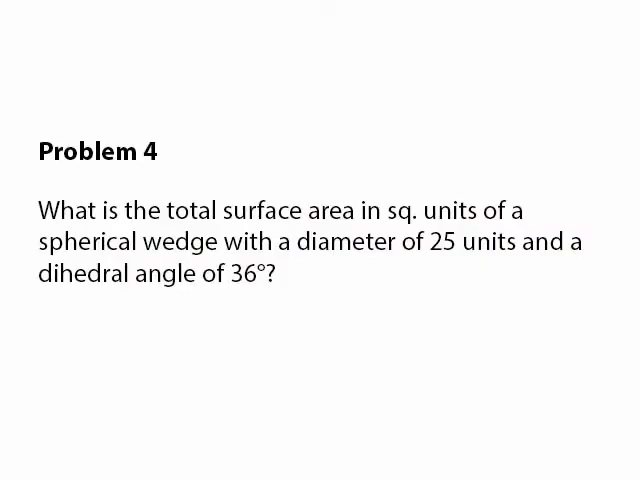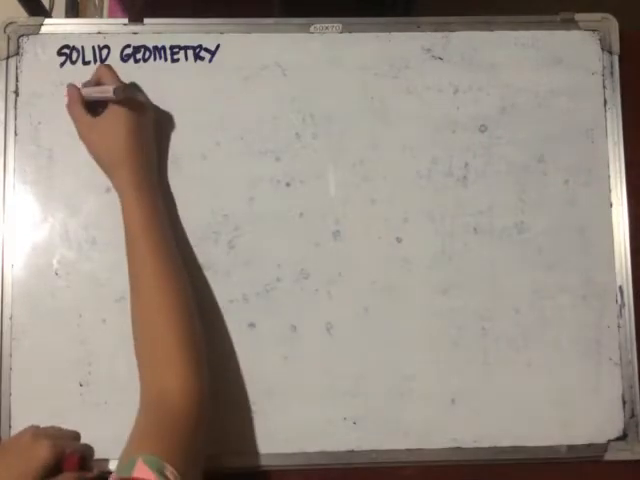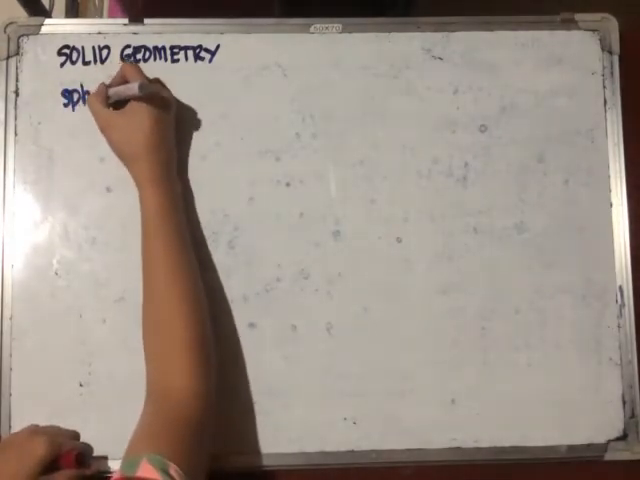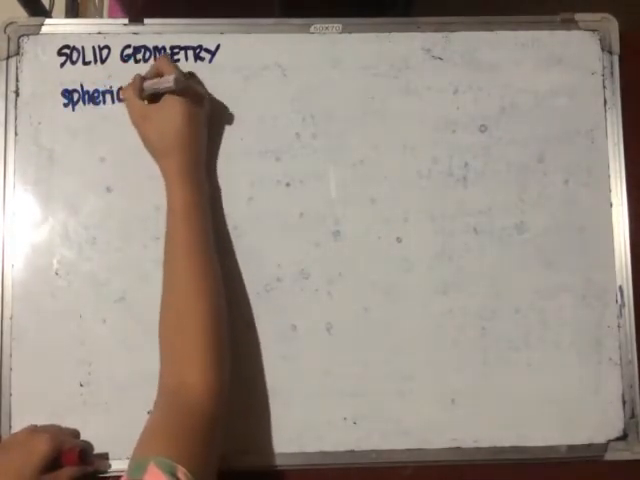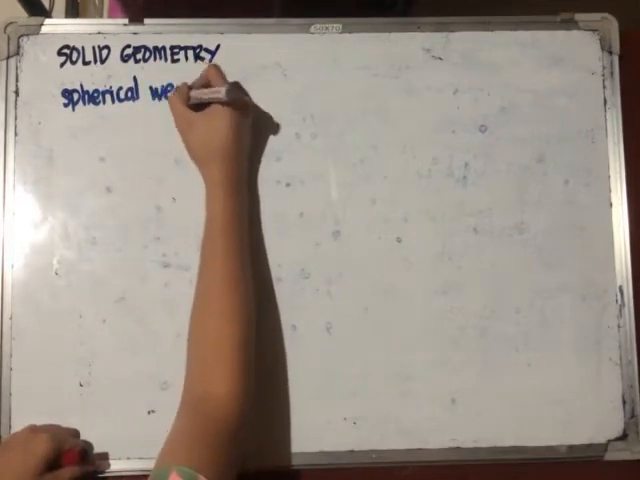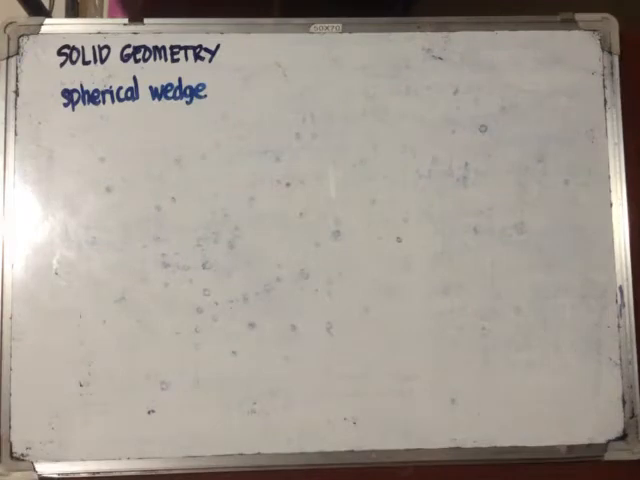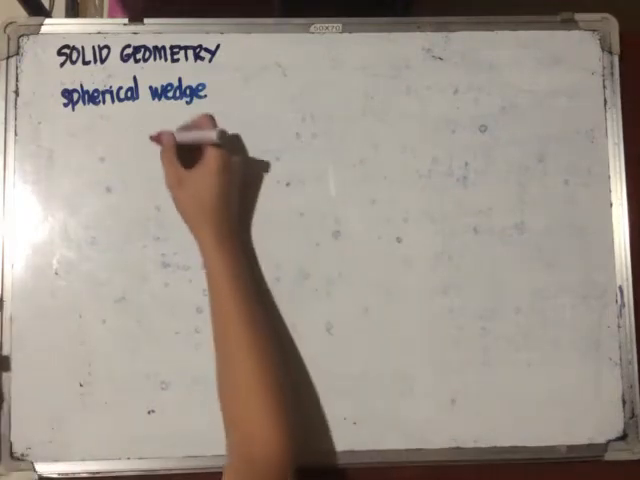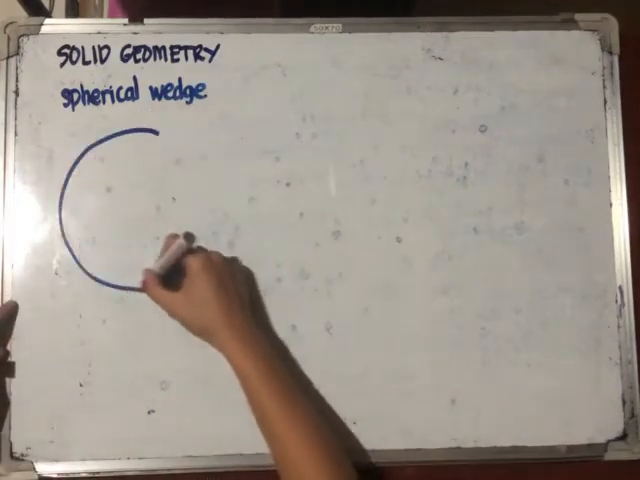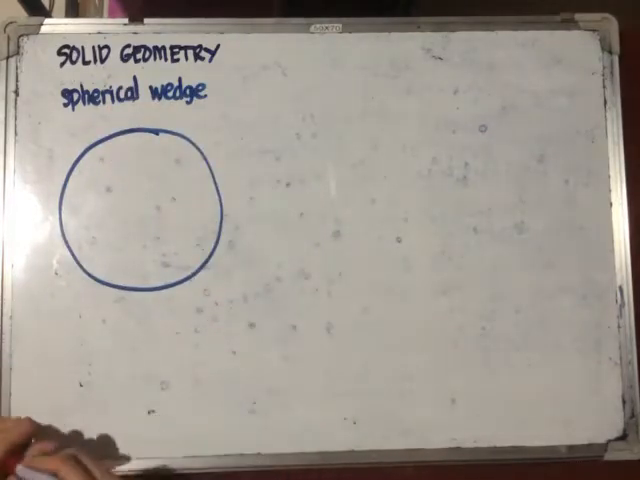What is the total surface area in square units of a spherical wedge with a diameter of 25 units and a dihedral angle of 36 degrees? So now this talks about a spherical wedge. Earlier, we discussed the spherical segment and spherical zone. This one is a spherical wedge. So if you can recall, I'll draw again a surface of a sphere here.